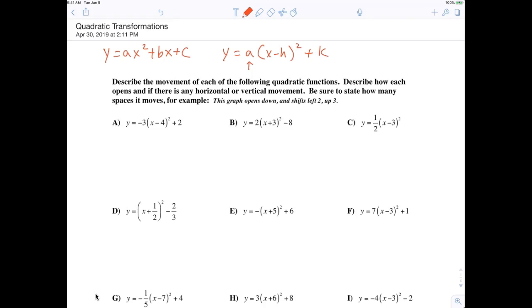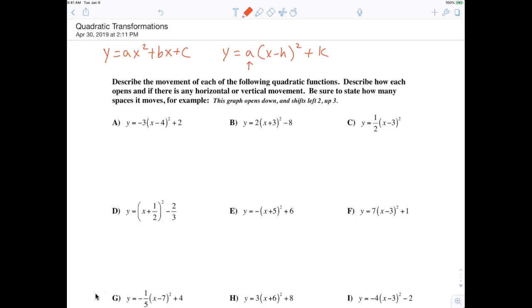If it's greater than 1, it's called a vertical stretch. If it's between 0 and 1, it's considered a shrink. And if it's negative, it reflects over the x-axis. Now, obviously, if it's negative 2, it's a vertical stretch. If it's negative 1/2, we say it's a vertical shrink.